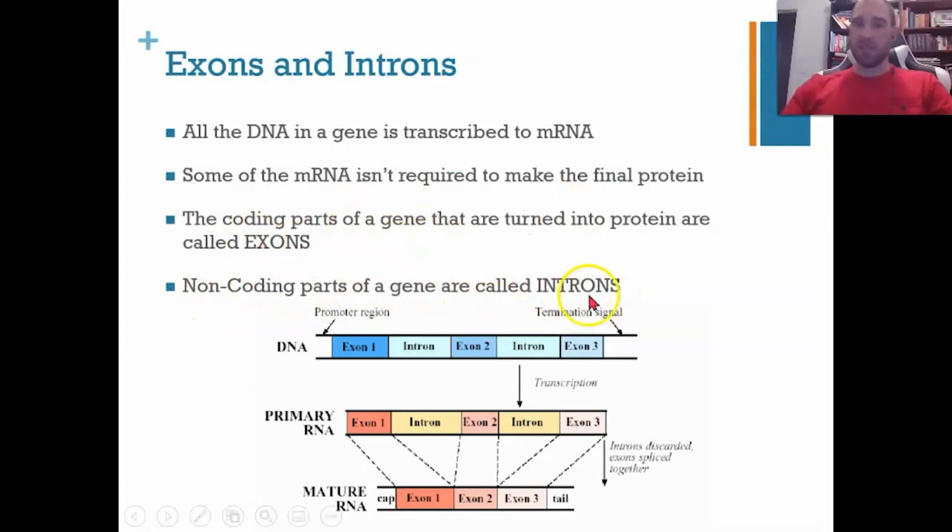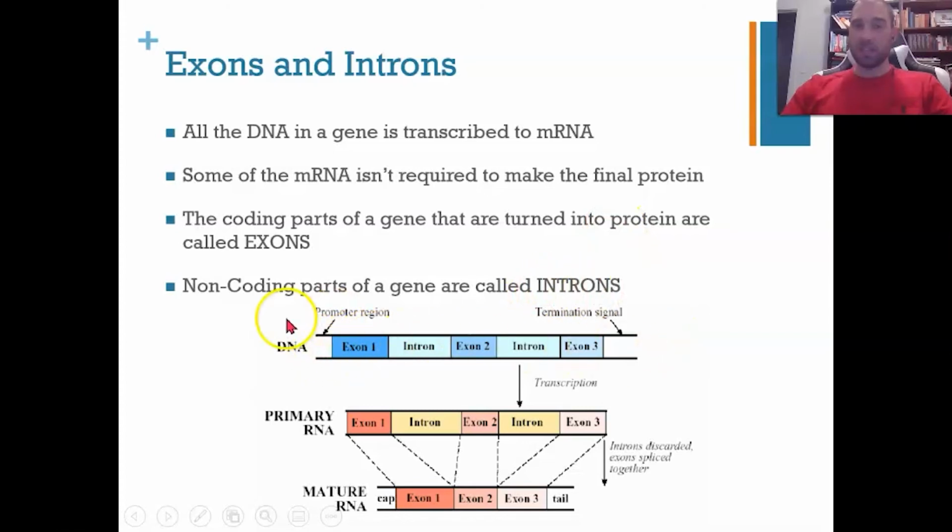I don't know an easy way to remember the difference between those. I often get them confused in my head because I think intro would be included, but it's the opposite of that. And exons, you might think they'd be excluded, but it's the opposite of that. So if you think of it in terms of opposites, that might work for you in terms of remembering the difference between an exon and an intron. Exons code for bits that are turned into protein, introns aren't.